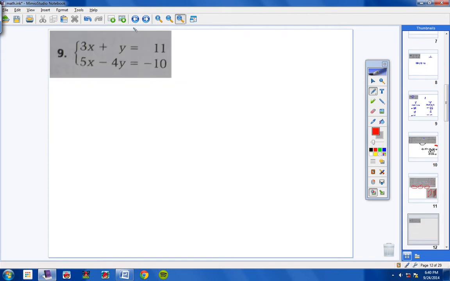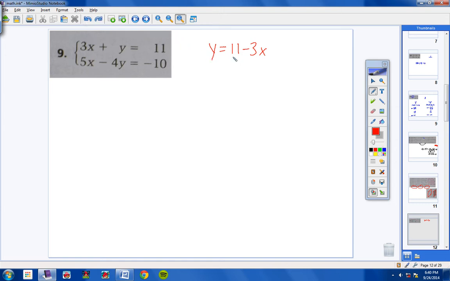All right, moving on to numbers 9, 10, 11. Number 9, I think we're going to solve using the substitution method. And so here we go. Let's first of all look for a variable that has no coefficient. X has a coefficient, X has a coefficient, Y has a coefficient, but this Y does not. So we're going to get this Y here all by itself. So we would have y equals 11 minus 3x. Bring the 3x over and make it a negative 3x.